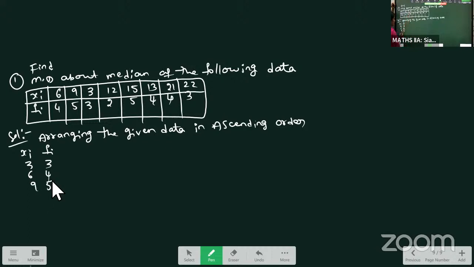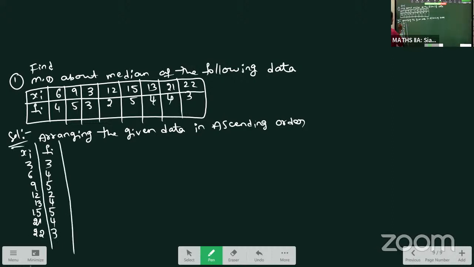Next, after 9, 12. Its frequency is 2. We are not taking the order of frequency, just following the order of xi, simultaneously followed by fi. Next, 13. Its frequency is 4. Next, 15. Its frequency is 5. Next, 21. Its frequency is 4. 22. Its frequency is 3. These values are given.